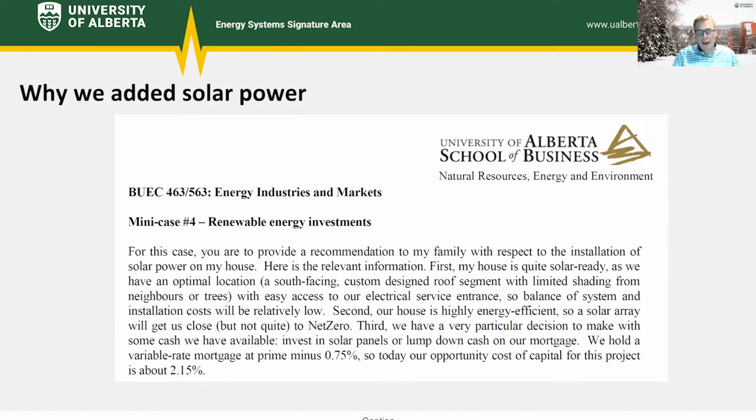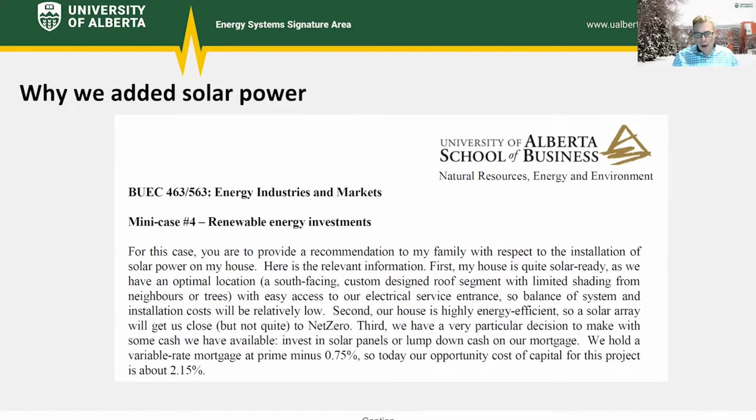So why did this happen? Why did we end up with solar? Why did we want to change our interaction with the electricity utility? Basically, this is my students' fault. I used to run an assignment in my class when I taught our BUEC 463 and 563 classes in the business school to ask them to evaluate financially a solar power system for my house.